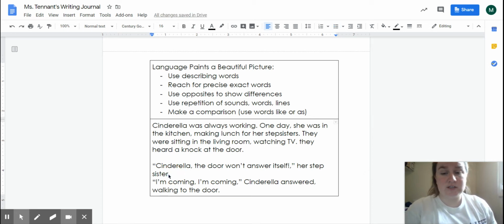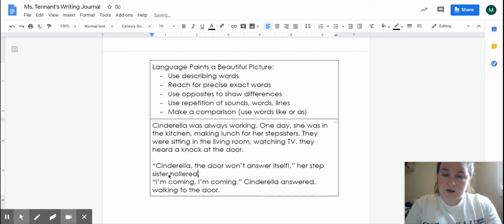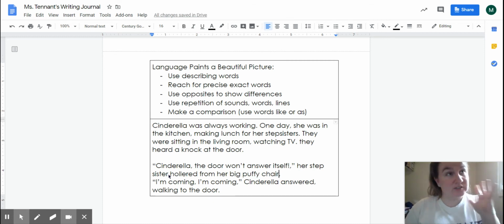"Cinderella, the door won't answer itself." Her stepsister hollered from her big, puffy chair. I can definitely picture her stepsister in this huge chair, hollering, not wanting to get up because she's so lazy, to say, "Cinderella, the door won't answer itself." Okay. "I'm coming," Cinderella answered, walking to the door. I'm going to leave that for right now, but I'm going to come back.